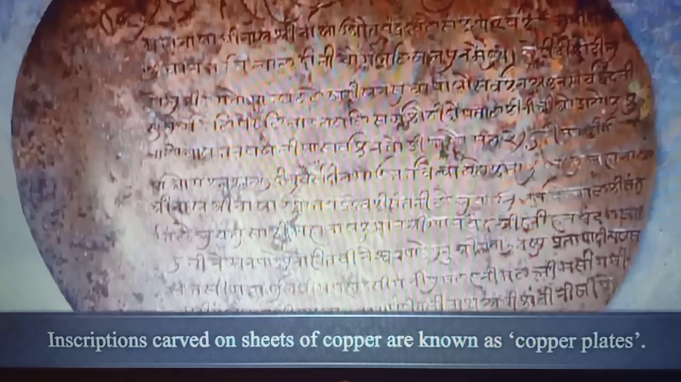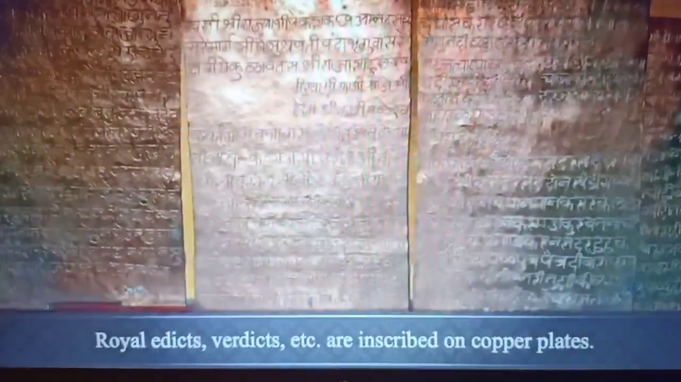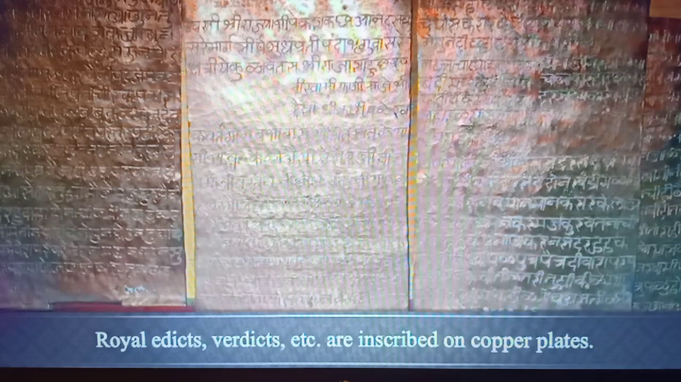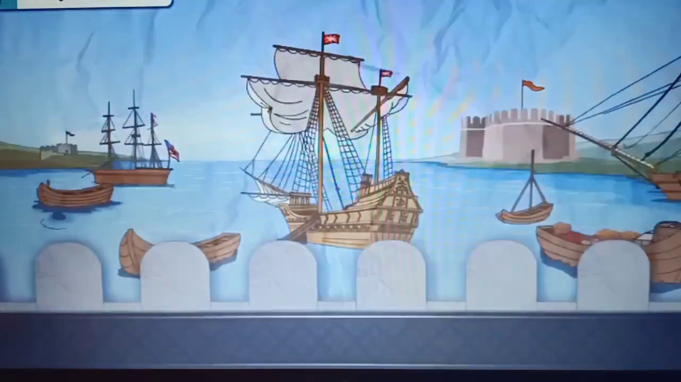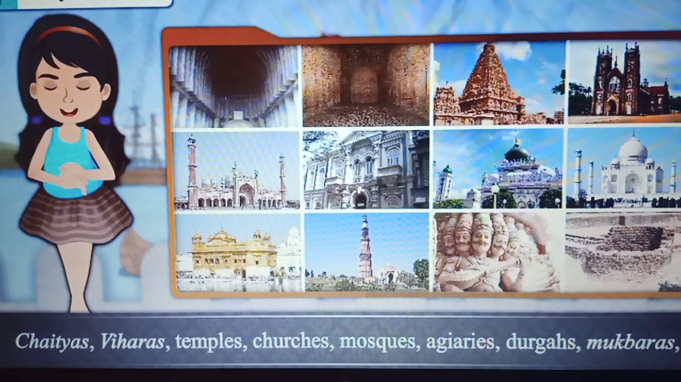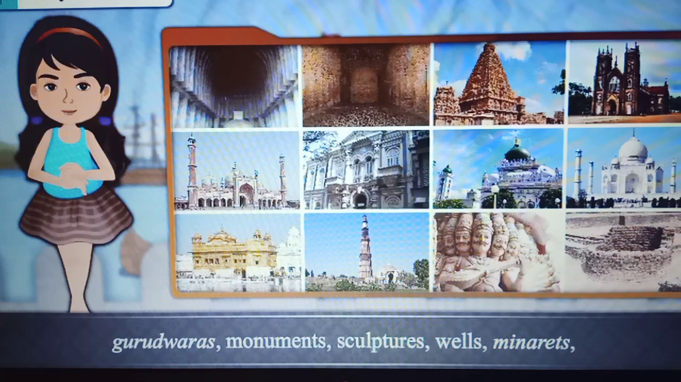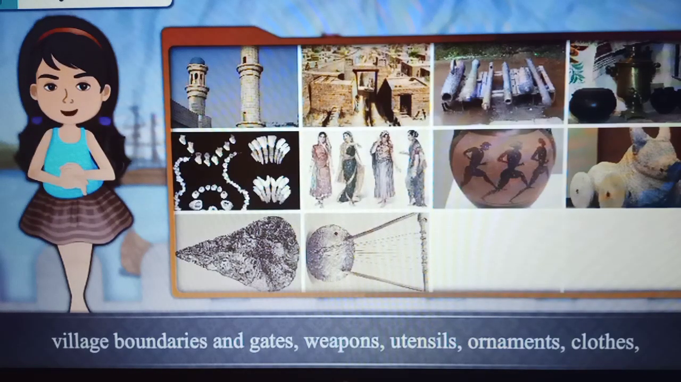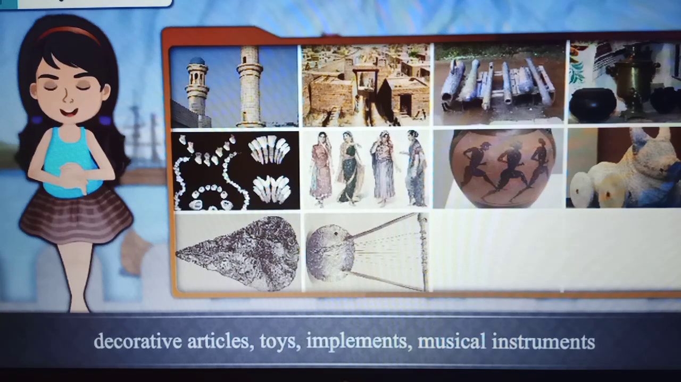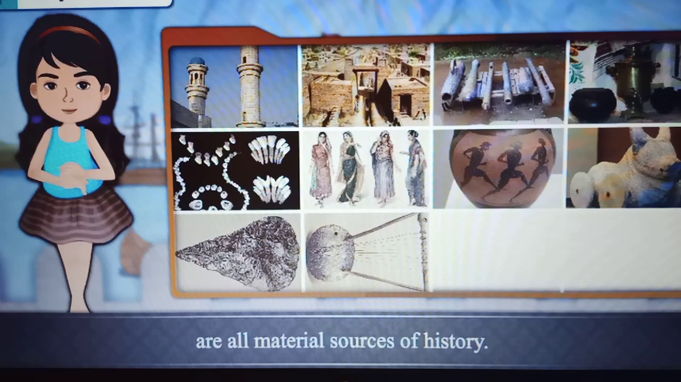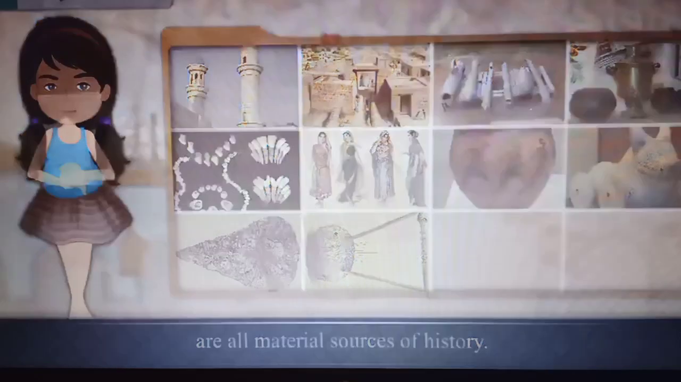Inscriptions carved on sheets of copper are known as copper plates. Royal edicts, verdicts, etc. are inscribed on copper plates. Do you know? Chaityas, viharas, temples, churches, mosques, agyaris, dargahs, maqbaras, gurudwaras, monuments, sculptures, wells, minarets, village boundaries and gates, weapons, utensils, ornaments, clothes, decorative articles, toys, implements, musical instruments are all material sources of history.